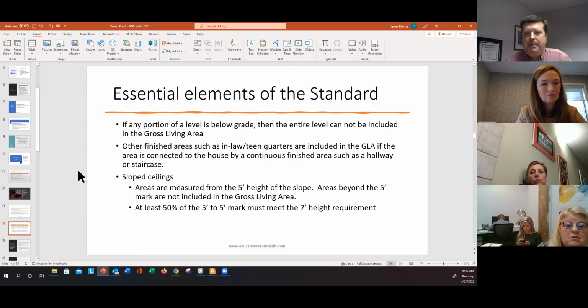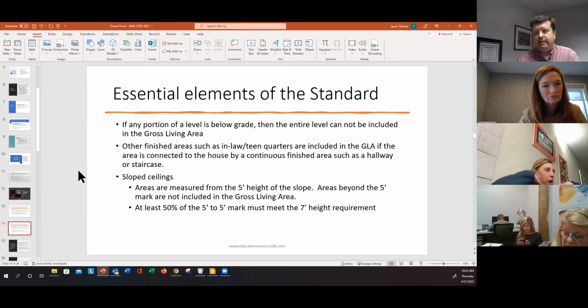But what I have told appraisers is that you really have to be careful with that code, because in class, I've had appraisers say, well, I'm just going to put that code in every single time. That way I don't have to measure to the ANSI standard. That is exactly what Fannie Mae is looking for.